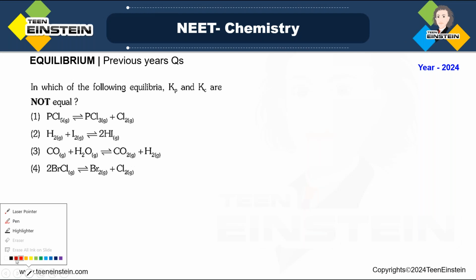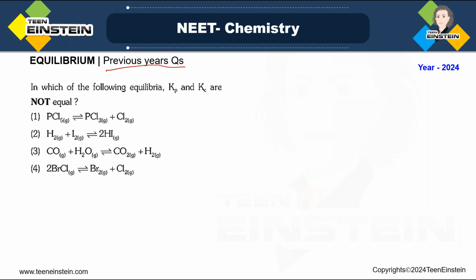Hello everyone. So today in this video we will discuss a previous year's question from the exam NEET, and that is from the unit equilibrium. Here we have the first question: in which of the following equilibria are Kp and Kc, these two values, not the same? So here we have a total of 4 options given, and in these 4 options there will be a total of 4 reactions. Okay, so let's see in which case Kp and Kc are not equal.